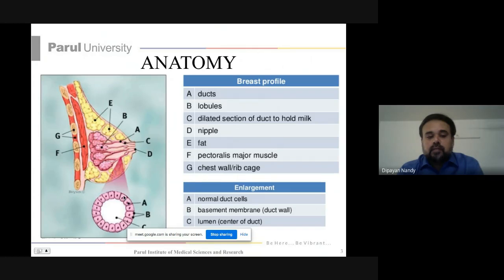Further, a little microscopic view: on cutting the duct, you can see that the duct is a tubular structure lined by normal epithelial cells, and there is a basement membrane. Please focus on this part, the B part, which is the basement membrane. It is very important, as we will see in the further slides.